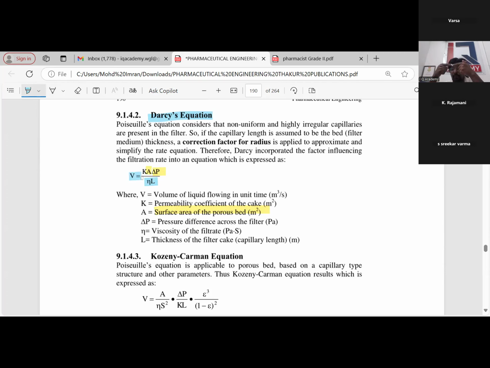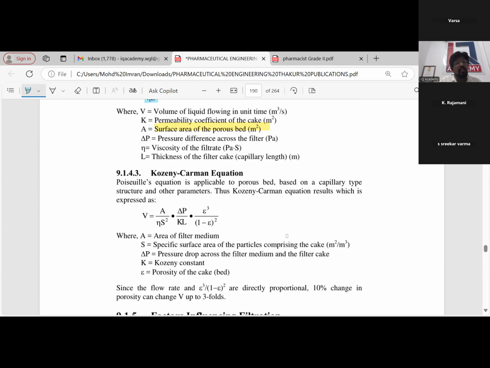నామినేటర్స్ లో ఉంటే డైరెక్ట్లీ ప్రపోర్షనల్, డినామినేటర్ లో ఉంటే ఇన్వర్స్లీ ప్రపోర్షనల్. Now rate of filtration is directly proportional to surface area of the porous bed, directly proportional to differences in the pressure head, inversely proportional to viscosity, inversely proportional to thickness of filter media or thickness of the cake, right? That's important. So adi gurtupettukovali.